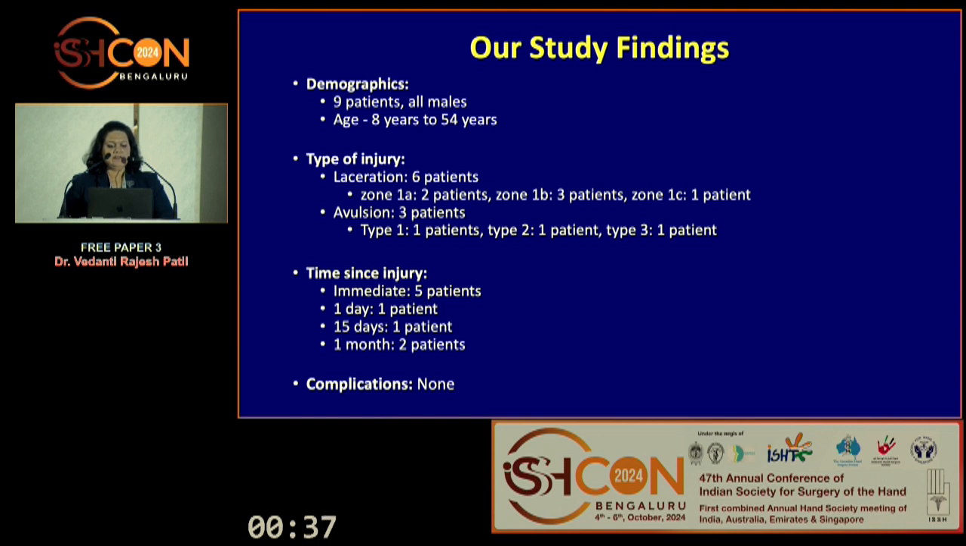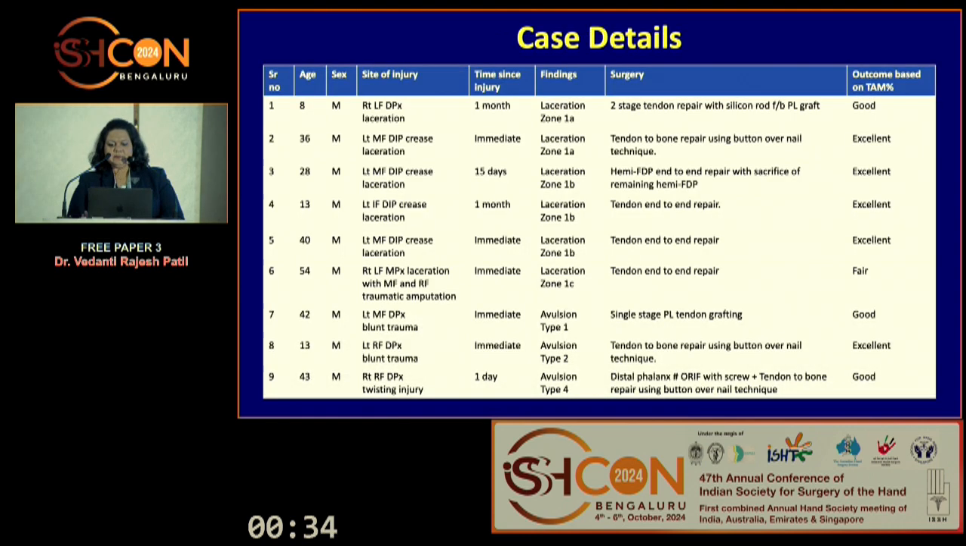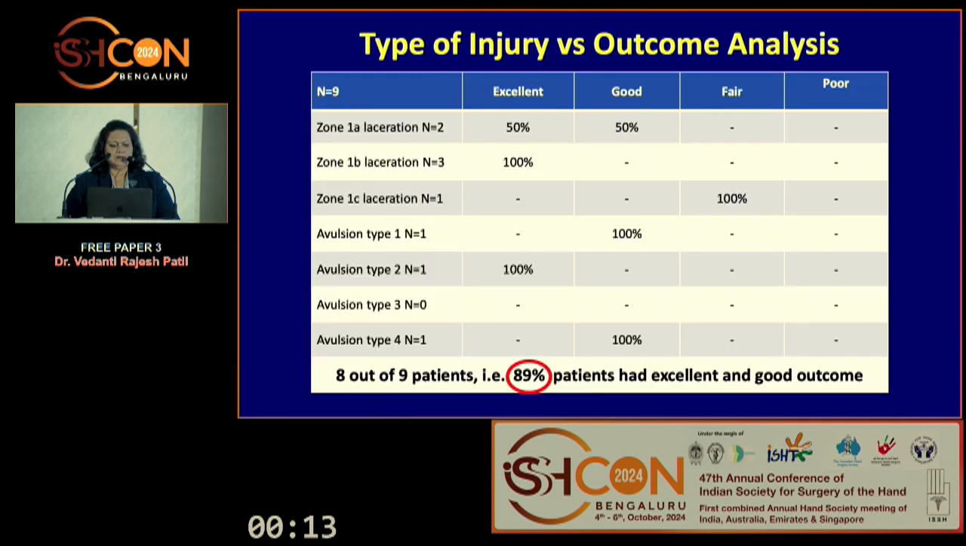So these are our study findings. We had 6 patients of laceration, with zone 1A having 2 patients, zone 1B 3 patients, and zone 1C 1 patient. Avulsion had 3 patients. In time since injury, immediately attending patients were 5, and late follow-up were 15 days 1 patient, and 1 month 2 patients. There were no complications in our study.